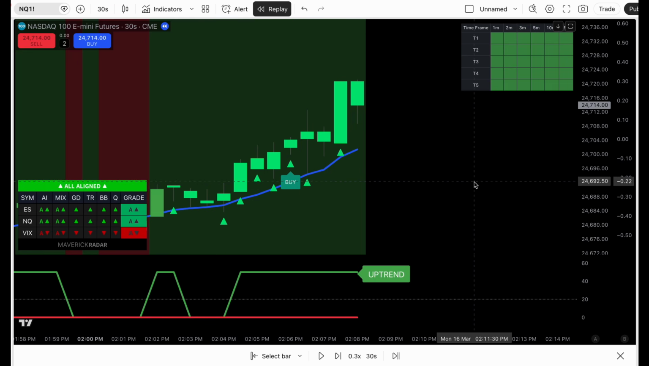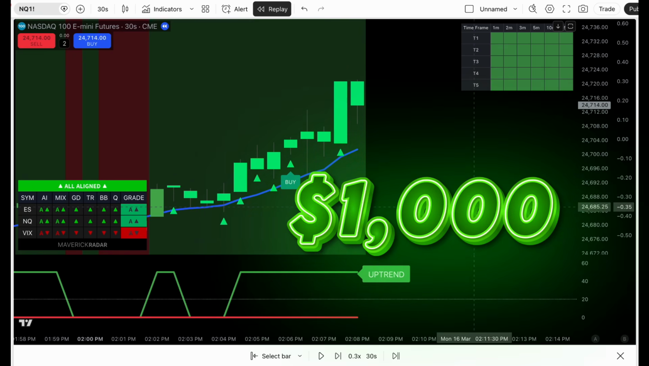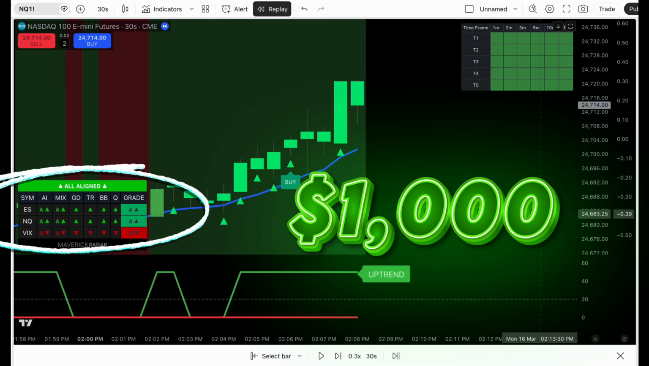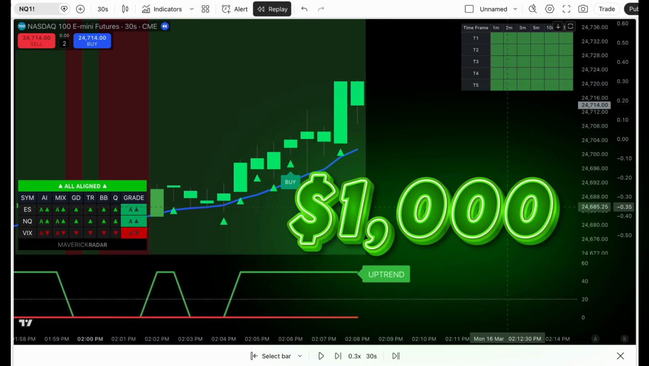Seriously. Okay, so boom. So that was Monday. We got our $1,000 in for Monday, just blindly taking trades from the ultimate trading assistant, the Maverick Radar. But I wanted to point out how all the other indicators visually help you through. It's just unbelievable how these things guide you.